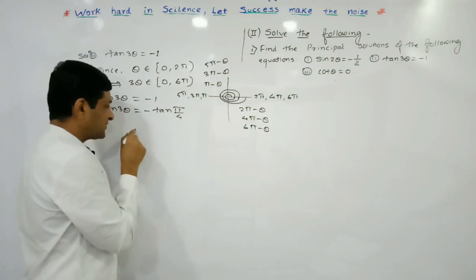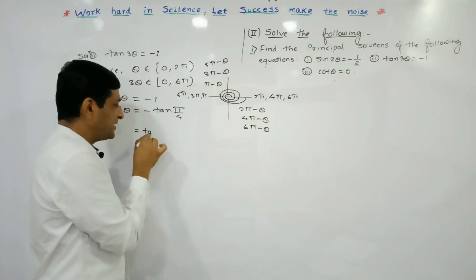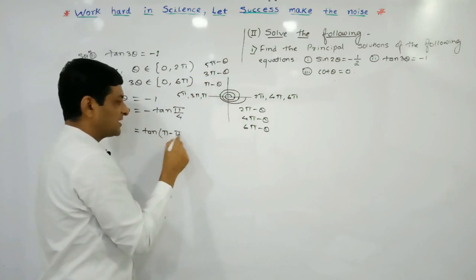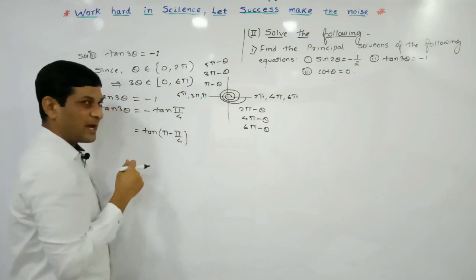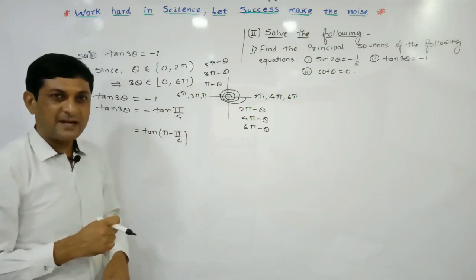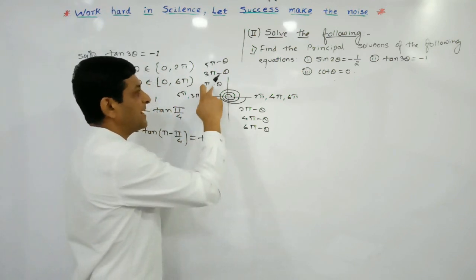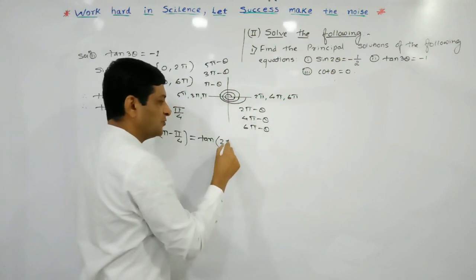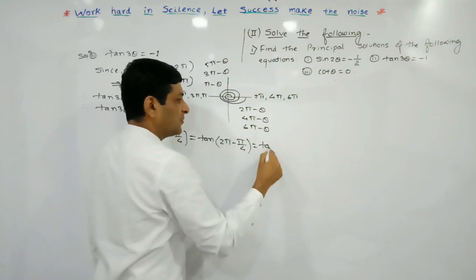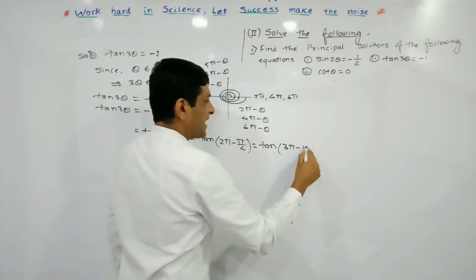So here this minus tan theta, according to the allied angle formula, can be written as tan of pi minus theta. Pi minus theta, what is theta here? Pi by 4. According to the allied angle formula, tan of pi minus theta is minus tan theta. Can also be written as tan of pi minus theta, then the second value is 2 pi minus theta, theta is pi by 4, again equal to tan. After 2 pi what will we get? 3 pi minus pi by 4.